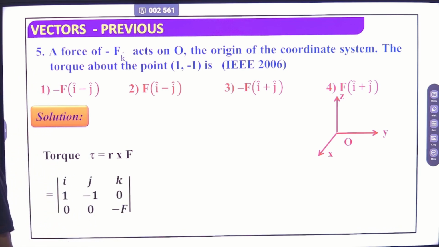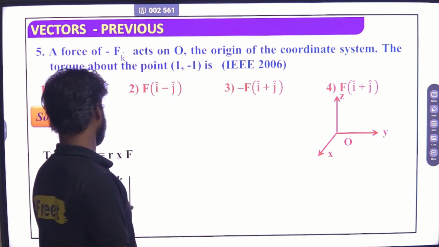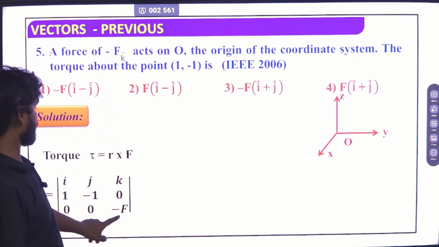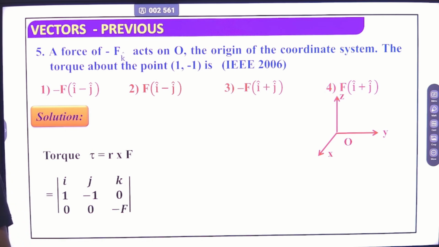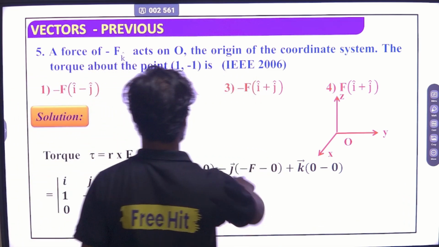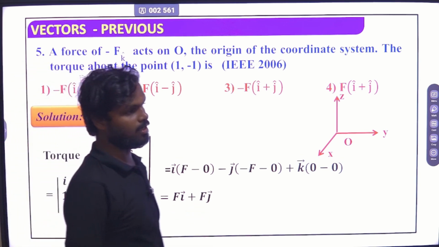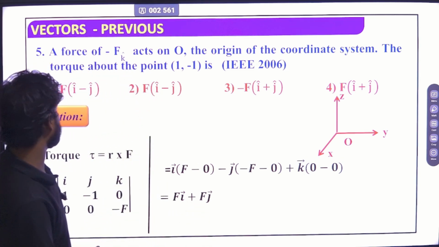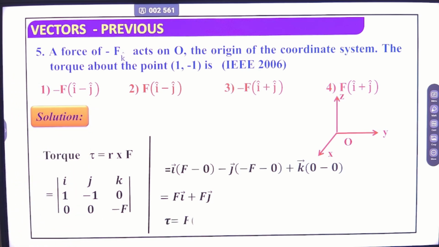he just put the values as I told you, 1, minus 1, and the k component is not there, so it will be 0, then 0, 0, and this is minus f, and then he has taken the cross product. I explained how to take the cross product, and when you take it, you will finally get this value. When you open this, how much will you get? This is my final answer, fi plus fj. That means which option will be correct? So my correct option will be option 4. Clear? Any doubt?